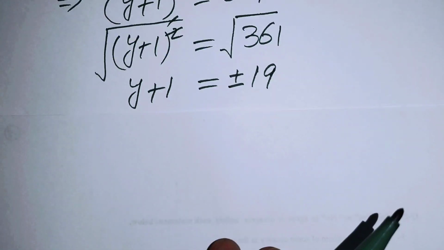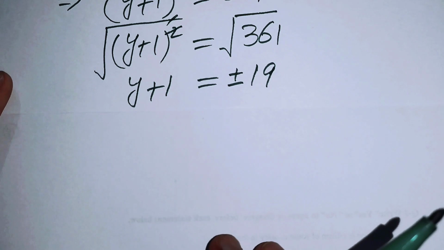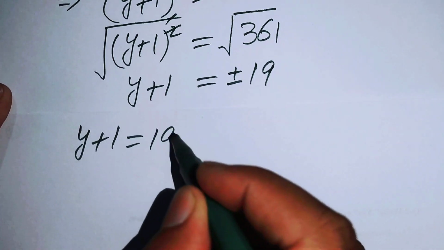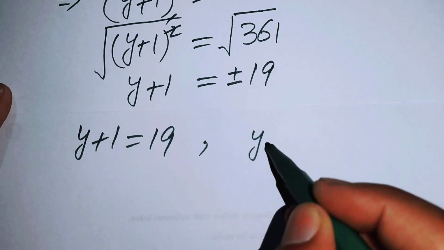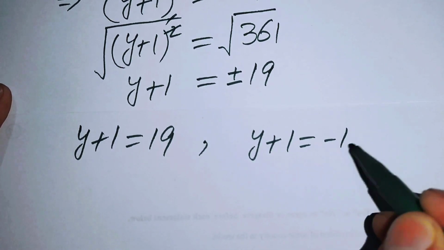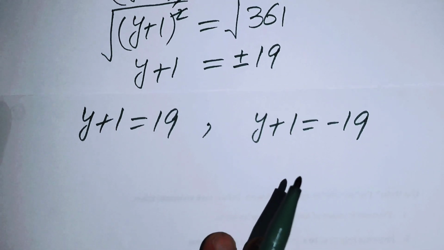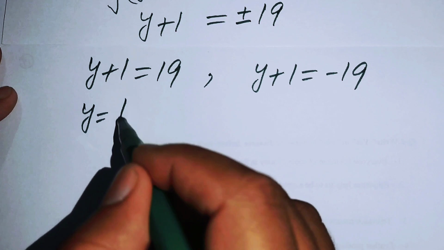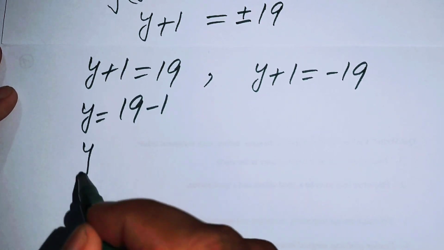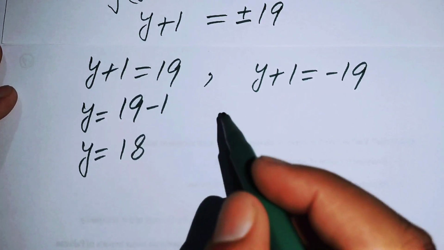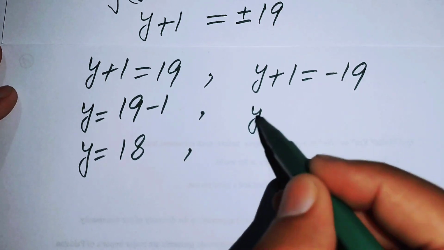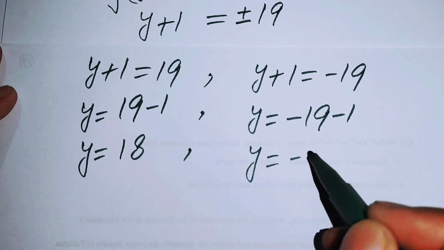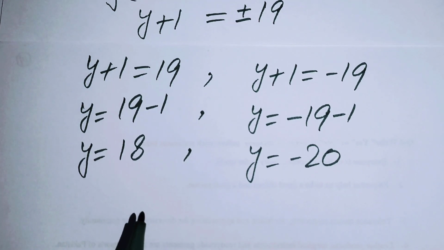So now here we have two cases. The first case is we take y plus 1 is equal to plus 19, and the second case is we take y plus 1 is equal to minus 19. And now we move this 1 to the right hand side, and you get y is equal to 19 minus 1, and our first value is y is equal to 18. And when we move this 1 to the right hand side, then you get minus 19 minus 1, and you get the second value is minus 20.